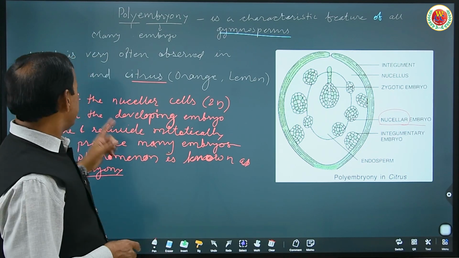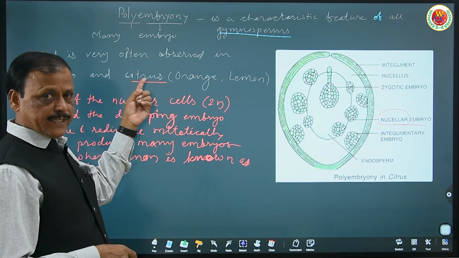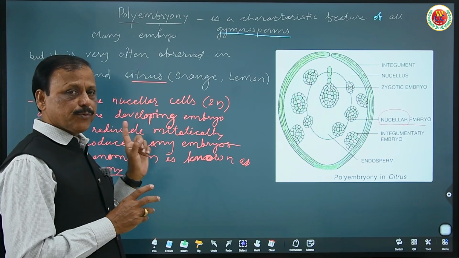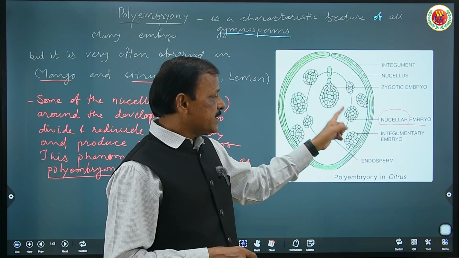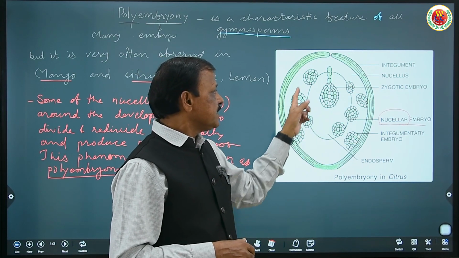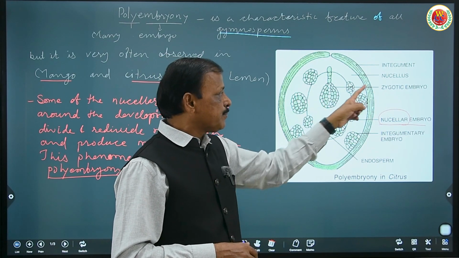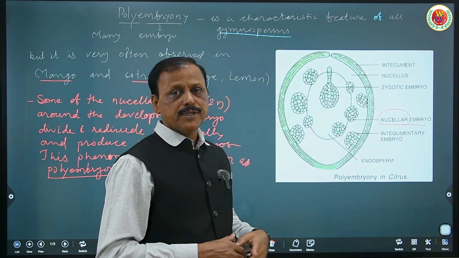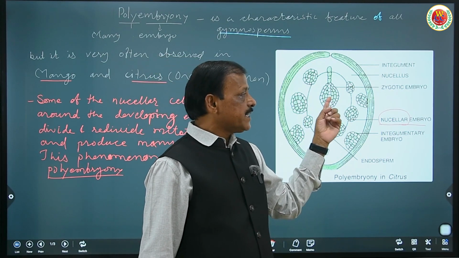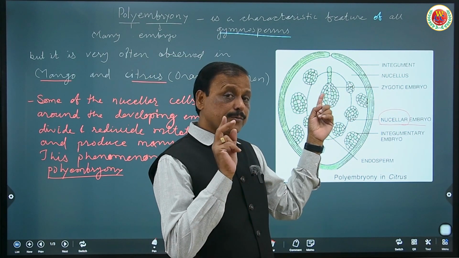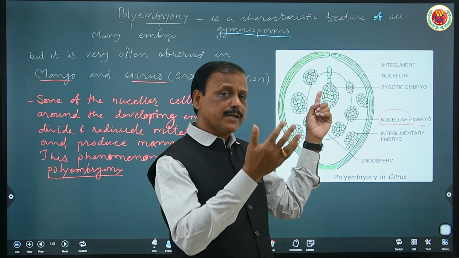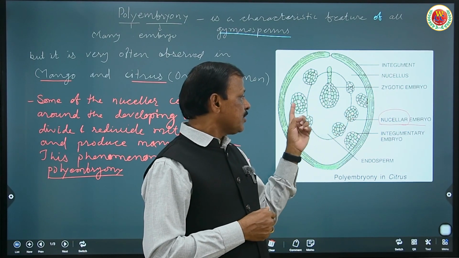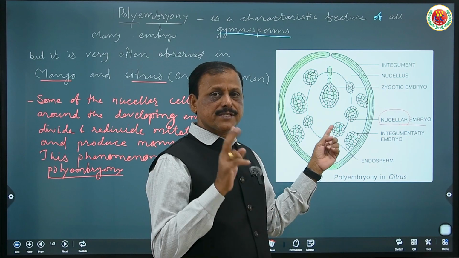But in some plants belonging to angiosperms, that is mango and citrus, more than one embryo is observed, which are produced the way it is explained over here. This is the ovule, this is the nucellus, this is the embryo developed from the zygote, that is the zygotic embryo, and these are the embryos developed from the nucellus, therefore nucellar embryos. The difference between these two is that the zygotic embryo is developed by fusion of two gametes, one male gamete from one plant and another from another plant, or maybe from the same plant, depending on self pollination. But these embryos develop from the nucellus.